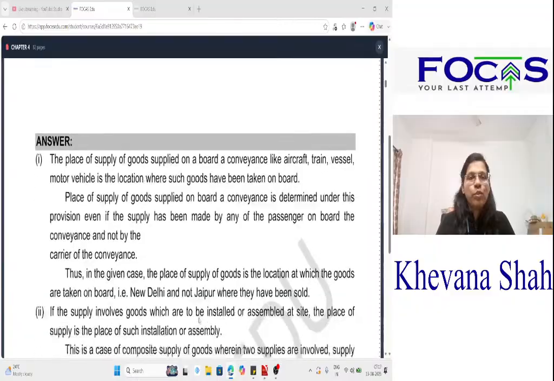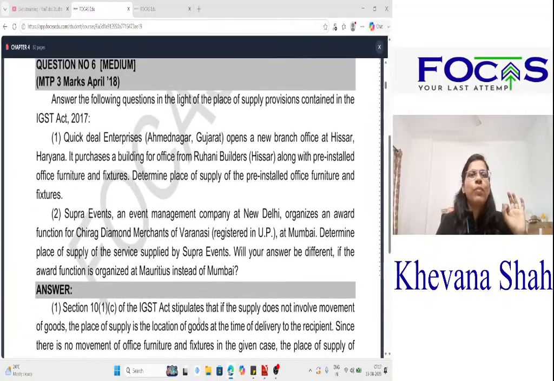Now let's come to question number 6, part 1. Quick Deal Enterprises, Ahmednagar, Gujarat, opens a new branch office at Hisar, Haryana. It purchases a building for office from Ruhani Builders, Hisar, along with pre-installed office furniture and fixtures. Determine the place of supply of the pre-installed office furniture and fixtures. Please take your time to answer this question.